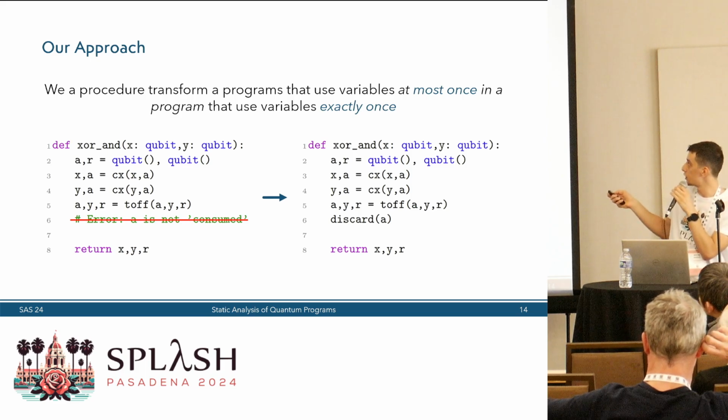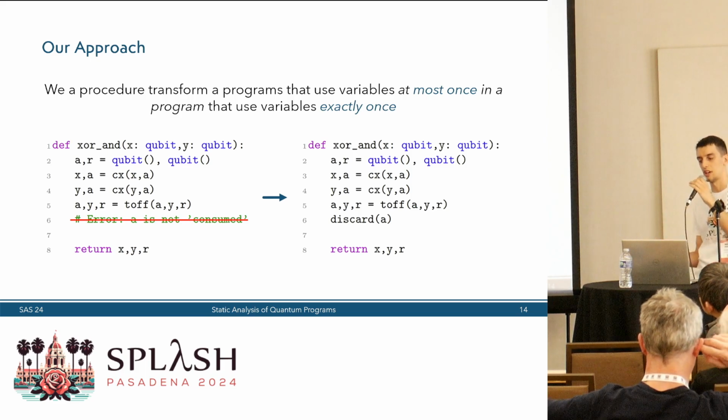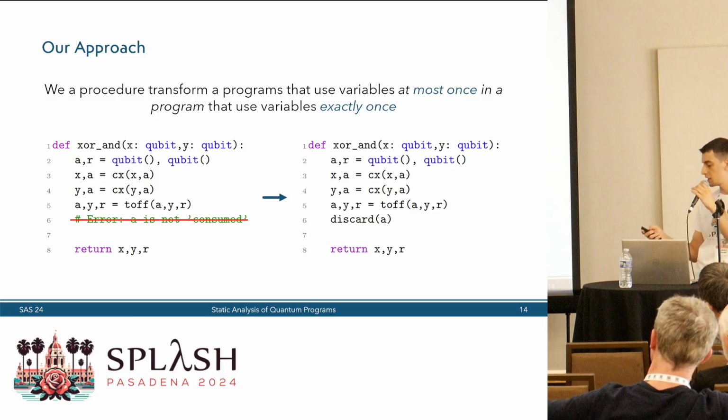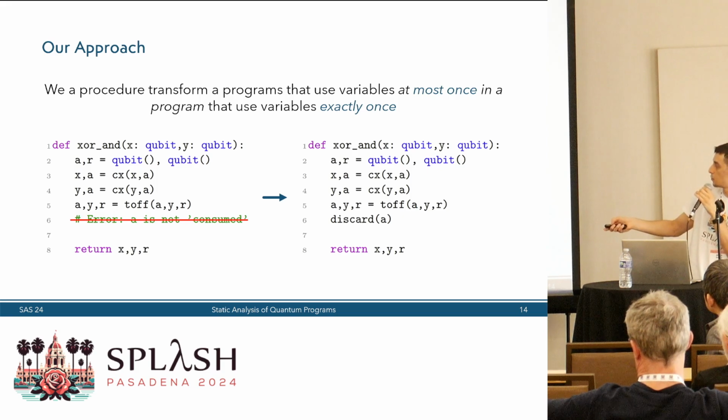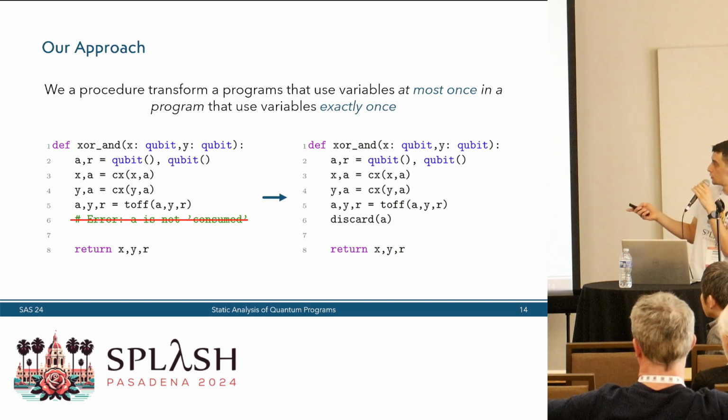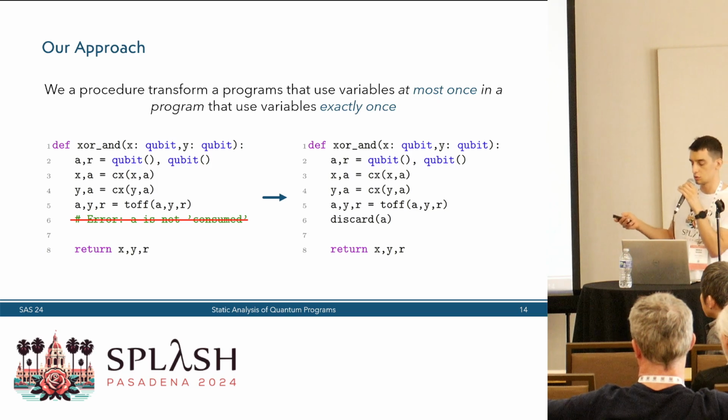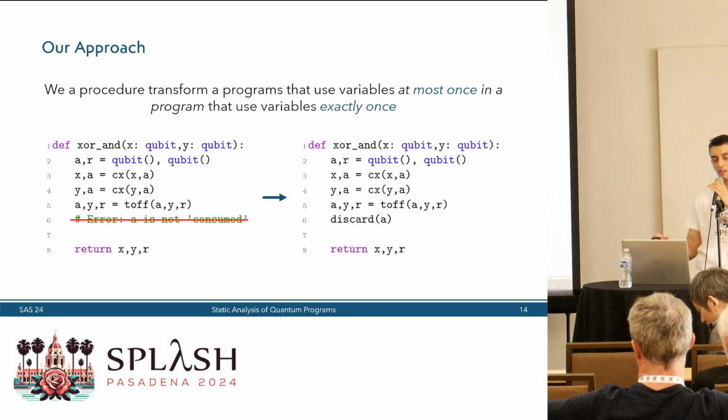This cannot be done automatically, since if you have a program that uses a variable more than once and you want to transform it into a program that uses the variable at most once, you basically change the semantics. But this transformation that simply adds a discard can be done automatically. So how did we do this? We define it using a data flow analysis, because we need to understand which variables are not fully used.